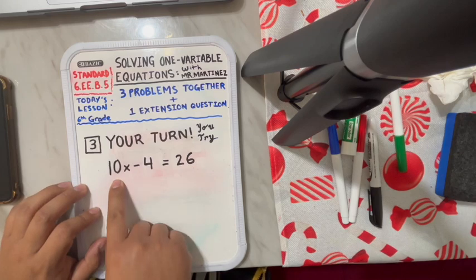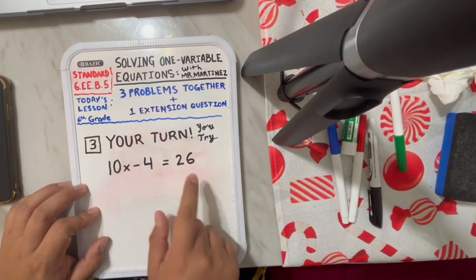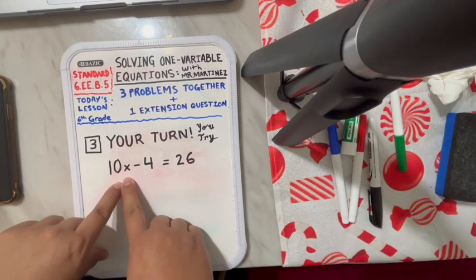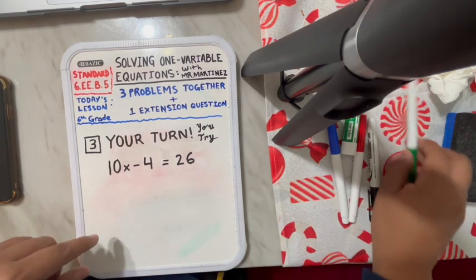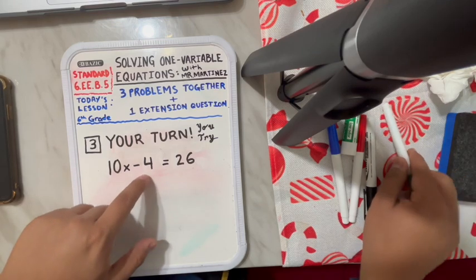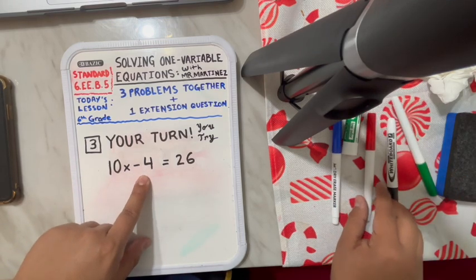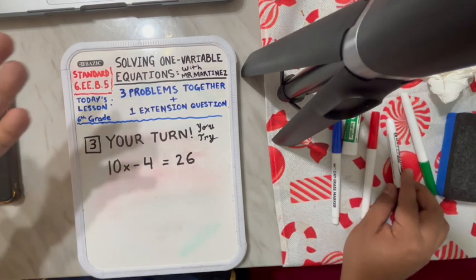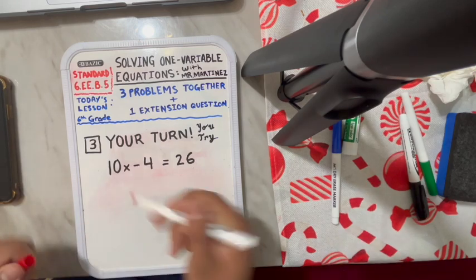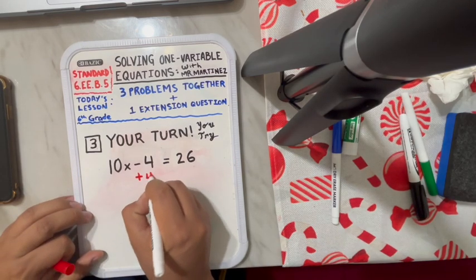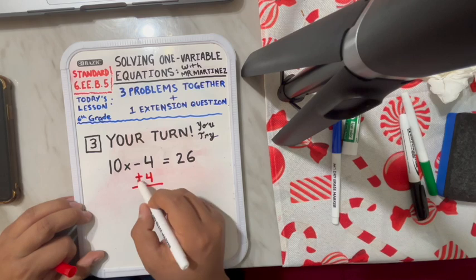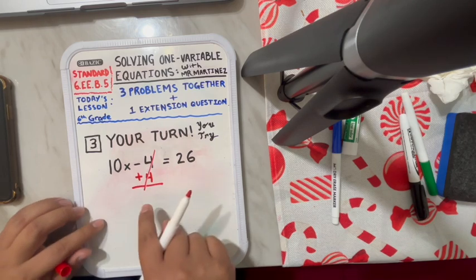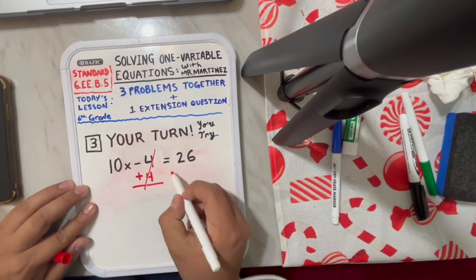So now we have 10x minus 4 equals 26. So again, how do we isolate that x variable? Well, we are going to be starting off by getting rid of this negative 4. So how do we get rid of a negative? Well, the reverse operation would be to add. So let's add 4 on the left side. And remember, when you add a 4 to a negative 4, that cancels out. And whatever we do on the left side, we have to do on the right side.